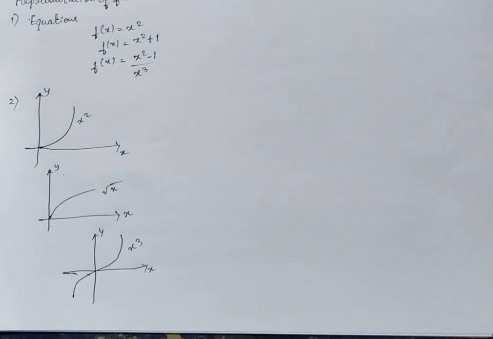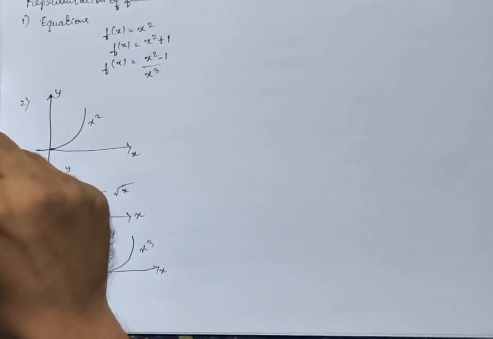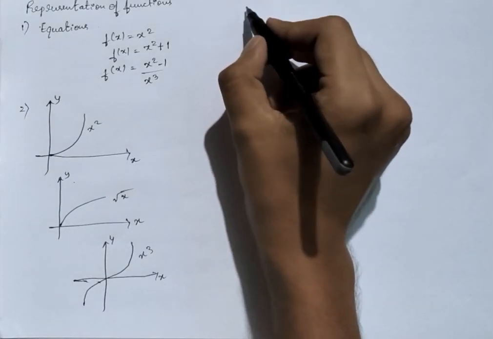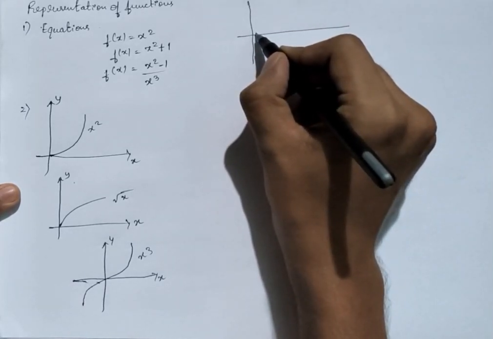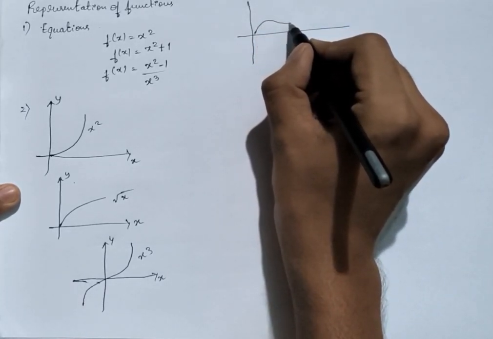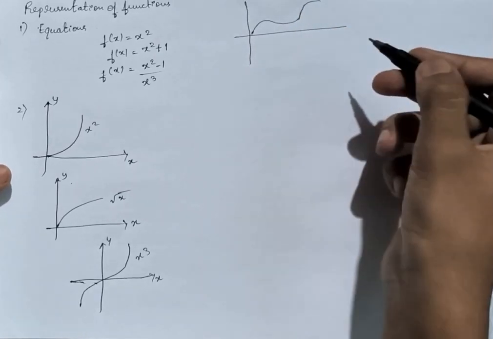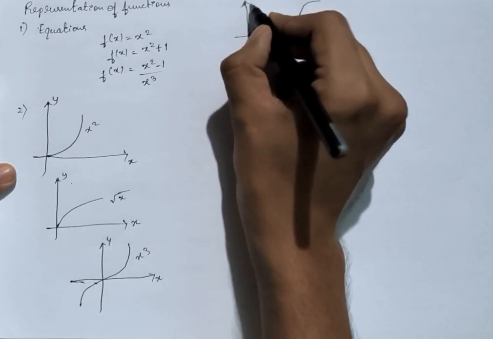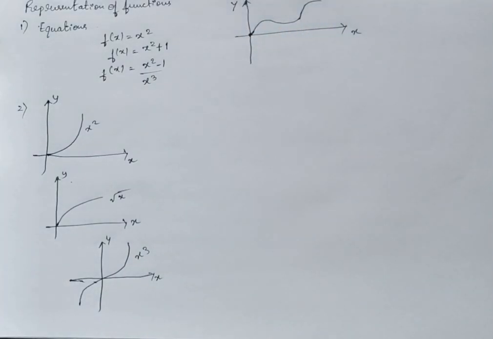Third, numerical methods, numerically by conducting experiments. By conducting experiments we get some values. For those values we represent the function like this. This is some experiment, for this we get values. We can represent the function like this.